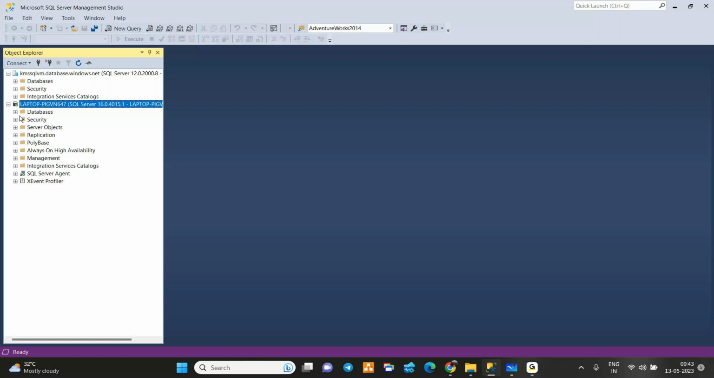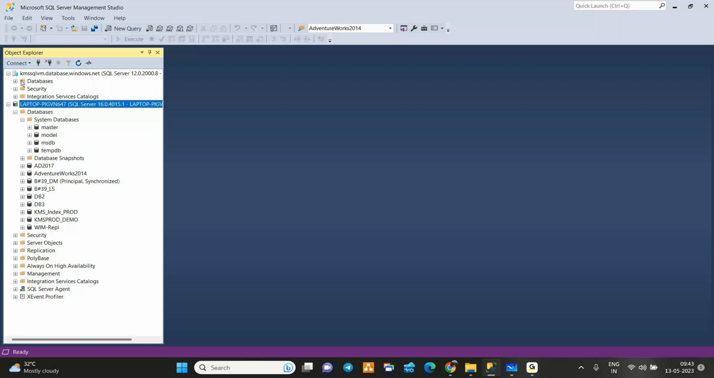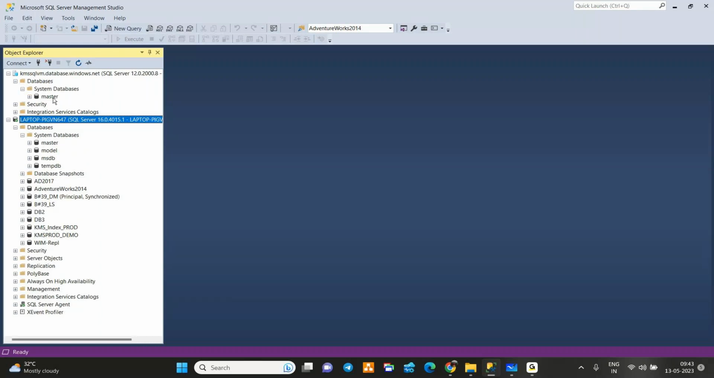Even when you expand your databases and expand system databases, you will see only master. You won't see model, you won't see tempdb, nothing. But you may ask a question: Subbu sir, there is a model database, there is a tempdb. Yes, internally there is a model database, a resource database, and a tempdb. Internally, you can't see them.